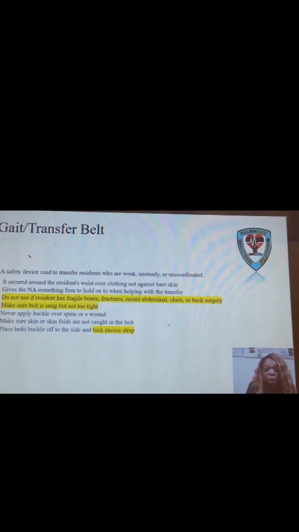You never want to place the gait belt over a pregnant belly. If you are using a gait belt on someone that's pregnant, you want to put the gait belt up under the armpits and around the upper chest. You always want to slide your hand in between the gait belt and the resident, and check with the resident to see if the gait belt is too tight. If it is, you can adjust it at that point. The excess strap of a gait belt needs to be tucked.